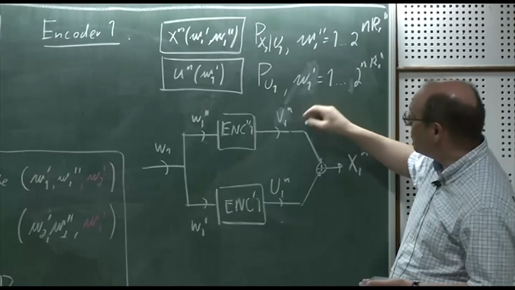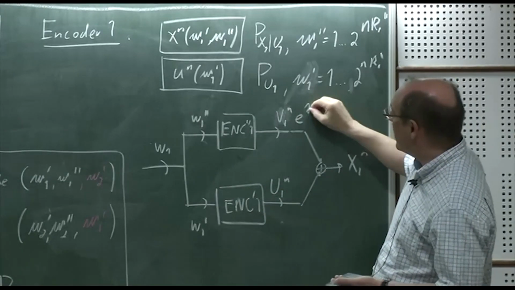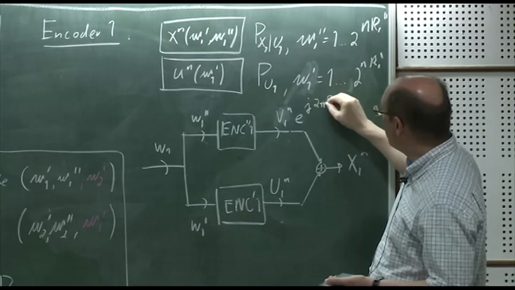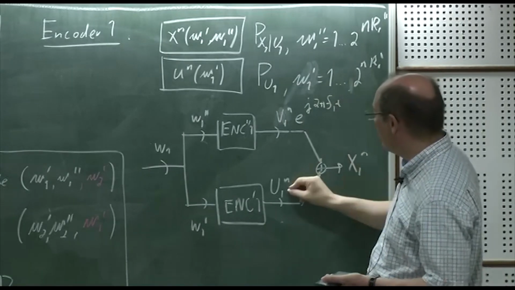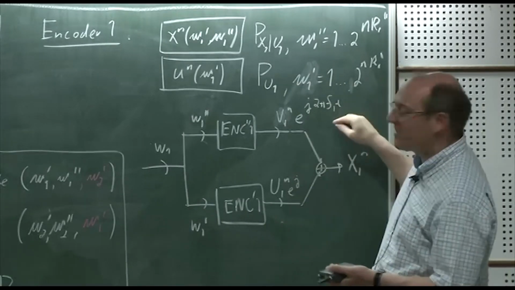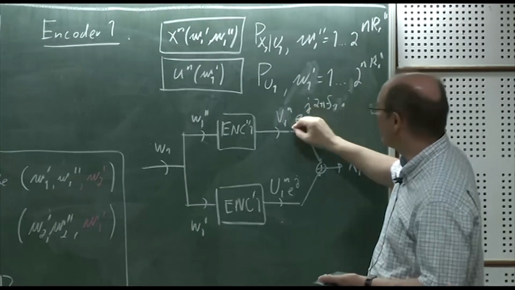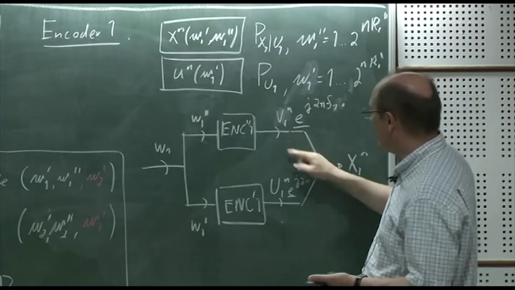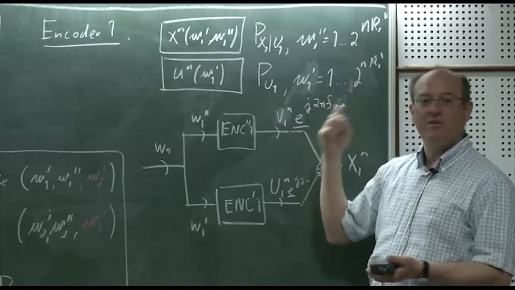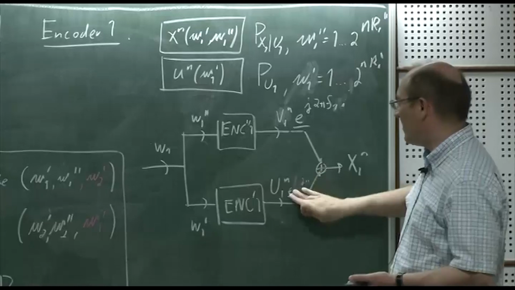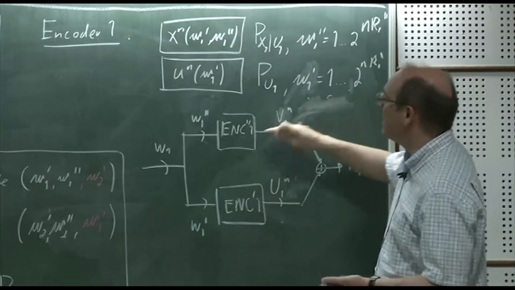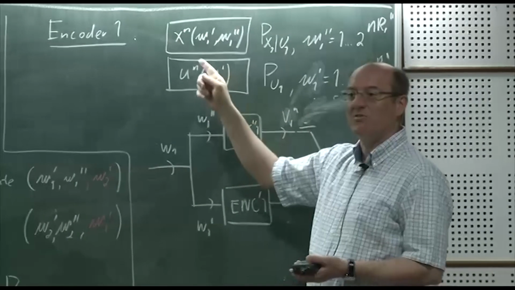Here what I could do is just multiply by e to the j 2 pi f_1 t and e to the j 2 pi f_2 t. I'm writing it as time, but you get the idea, it's a vector over time. And then I would be modulating this onto one subband and this onto another, and all those kinds of ideas are included by this superposition coding.